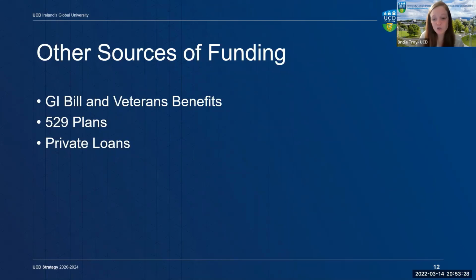Now, students can also use private loans at UCD. UCD does not recommend a specific provider, but we have had students use providers such as Sallie Mae or Navient in the past. I do recommend maximizing your federal loan eligibility before you request private loans if possible, because the interest rates tend to be much lower for federal loans rather than private loans.